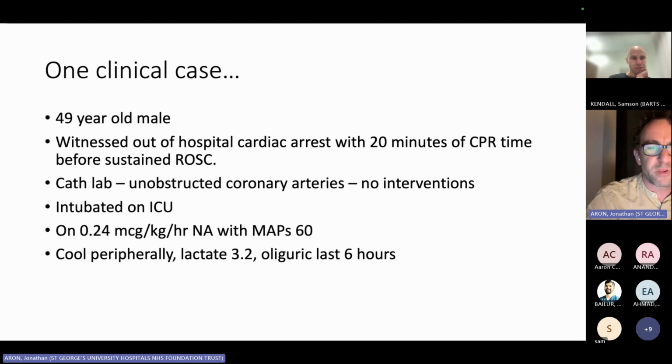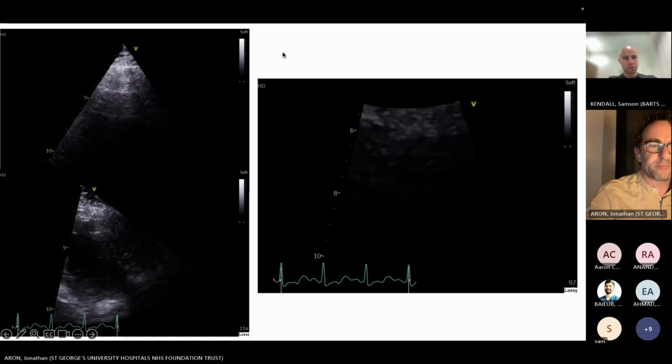A 49-year-old male had an out-of-hospital cardiac arrest with 20 minutes of CPR before he sustained ROSC. In the cath lab, he had unobstructed coronaries, so no interventions were made. He was intubated in ICU on high-dose noradrenaline, but with MAPs only in the 60s. He was cold peripherally with lactate at 3, and he'd been oliguric for the last 6 hours.